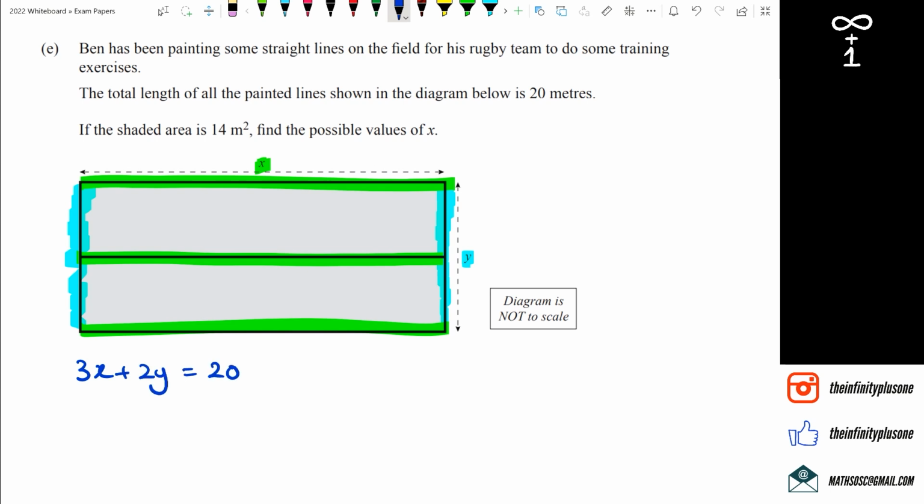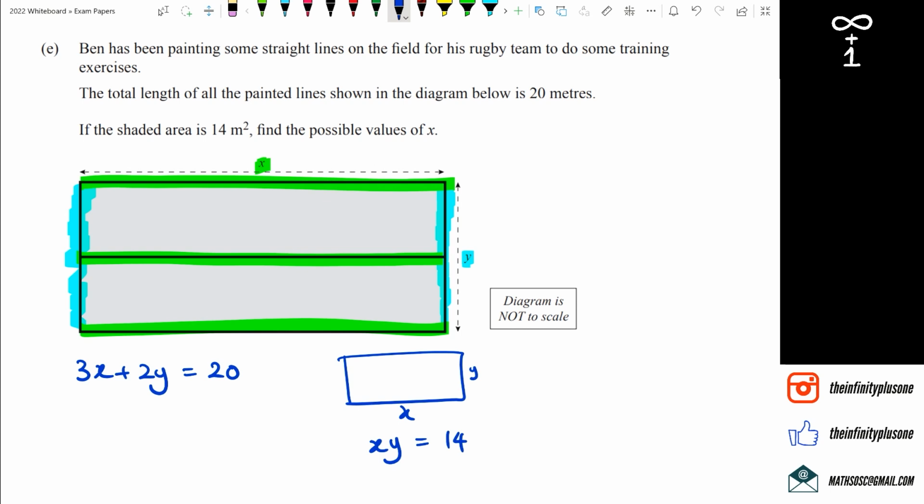Now the shaded region is 14 meters squared, so that's a rectangle with base x and height y. So we can say x times y is equal to 14. And we've got to figure out what the possible value of x is. So we've got two equations here. We've got 3x plus 2y is 20, and xy is 14. So a couple of different ways of doing this. I mean, you could rearrange and then substitute.